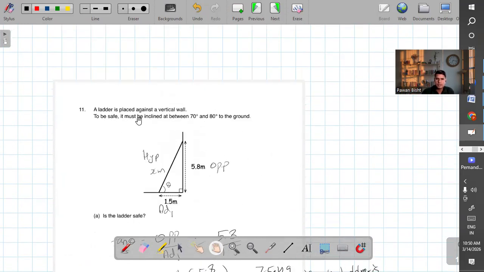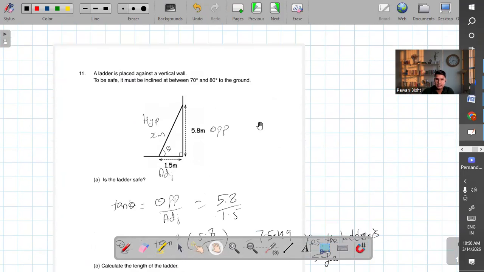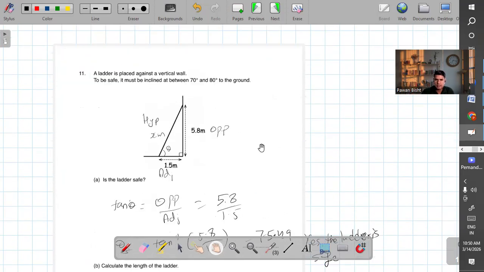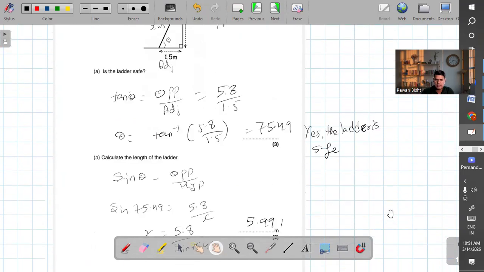They say for the ladder to be safe, the angle should be between 70 and 80. So first we find the angle, we apply opposite over adjacent. So the angle is coming 75.49. Since the angle is between 70 and 80, we can say that the ladder is safe.